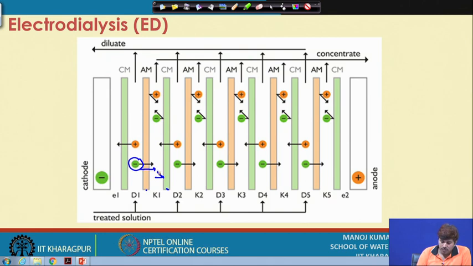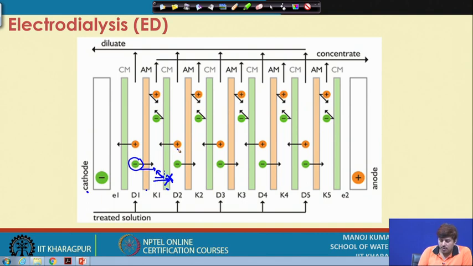So, they will actually be rejected, they will not be allowed to pass through. They do not want to go in this direction because there is a repulsion in the form of the cathode over here. So, they want to move towards the anode side, but this membrane does not allow them to move towards the anode.